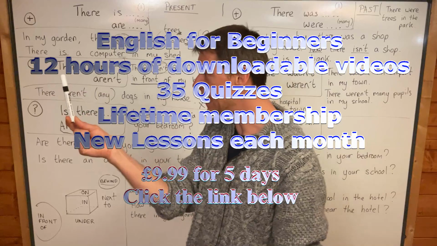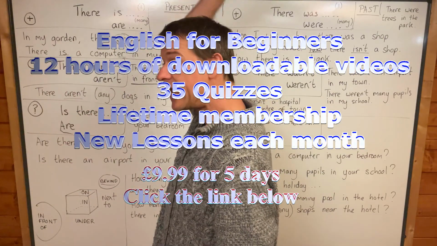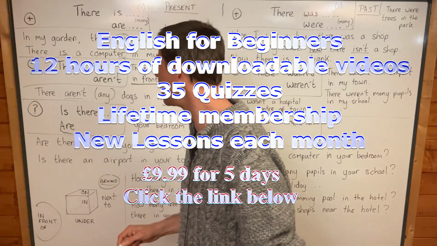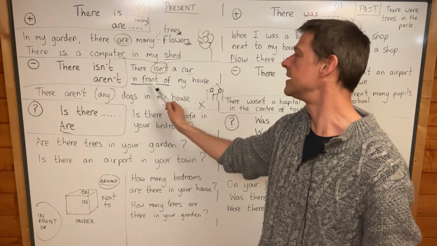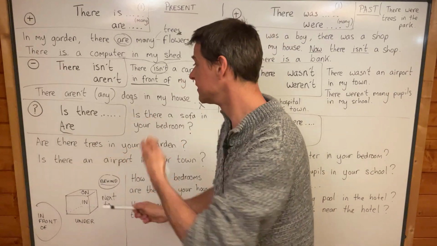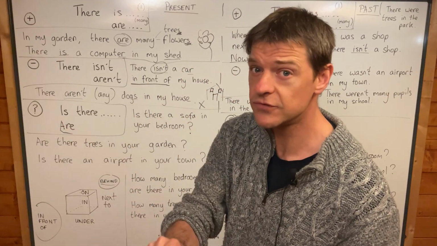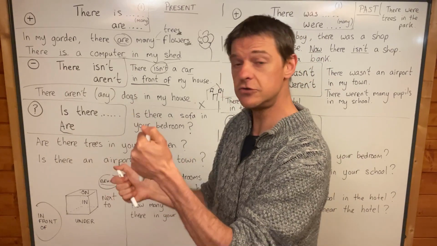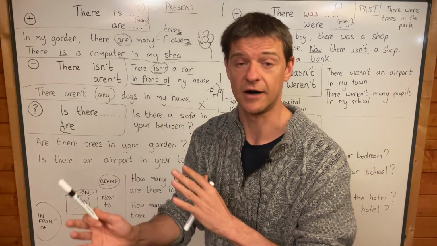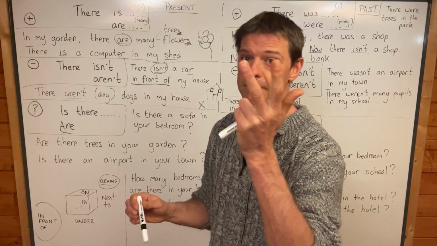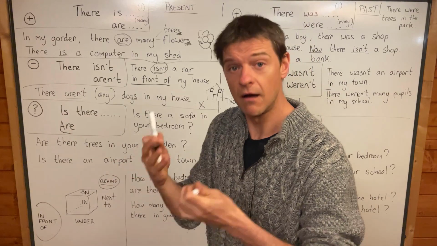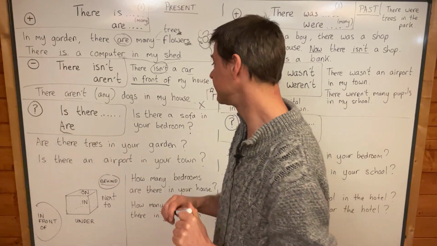There is a pen in front of me, and there isn't a pen in front of me. There is a pen behind me. So there isn't a car in front of my house. I don't drive. Is there a car in front of your house? Do you drive? Are there many cars in front of your house? Maybe you drive, maybe your wife drives, maybe your children drive. Are there cars in front of your house?